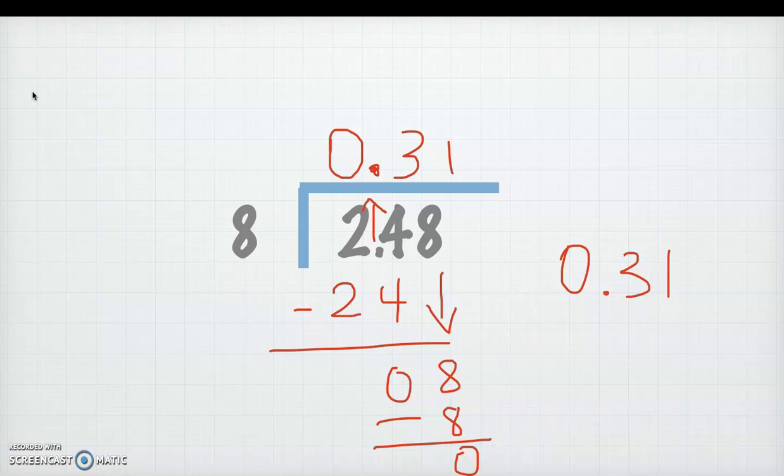So that is dividing with decimals. Your class work for today is going to be page 275. You're going to do all of page 275.